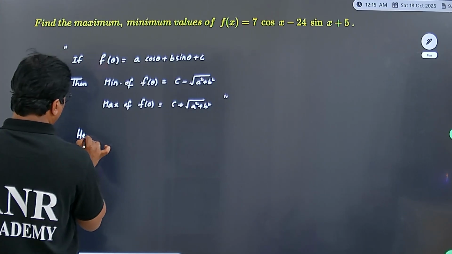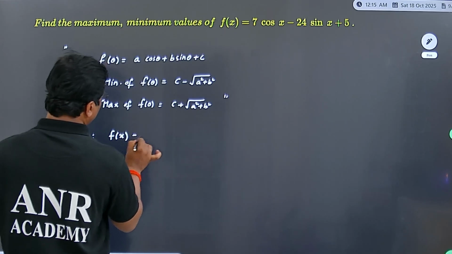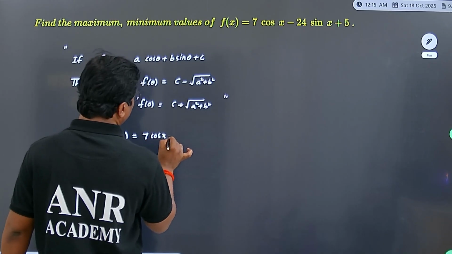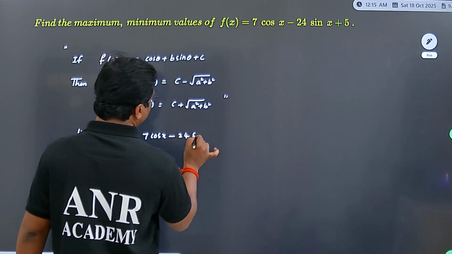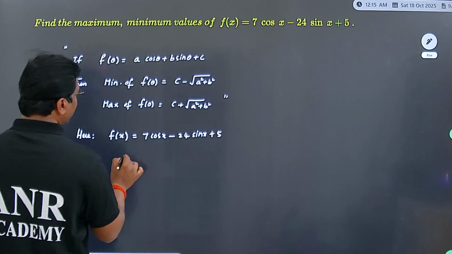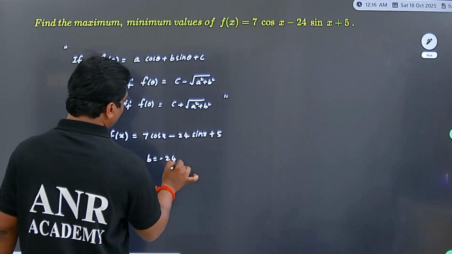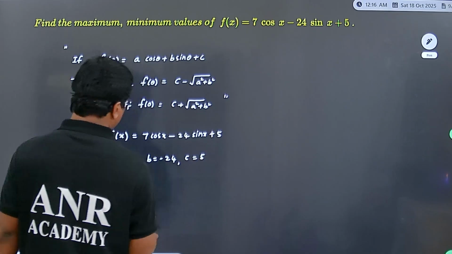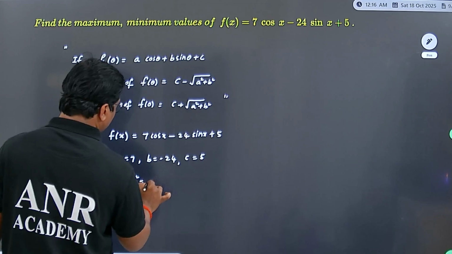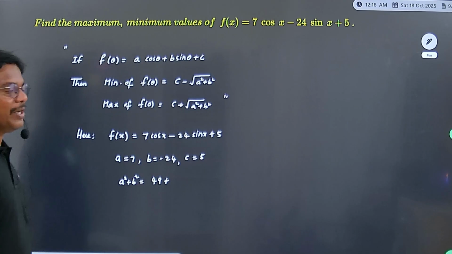This formula we are going to use to find the maxima and minima of this function. Here the given function is f of x equal to 7 times cos x minus 24 times sin x plus 5. The a value is 7, b value is minus 24 and c value is 5. The value of a square plus b square here: 7 square is 49, b square is 24 into 24.